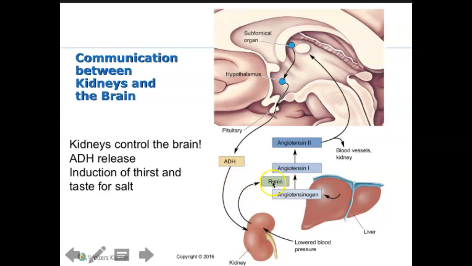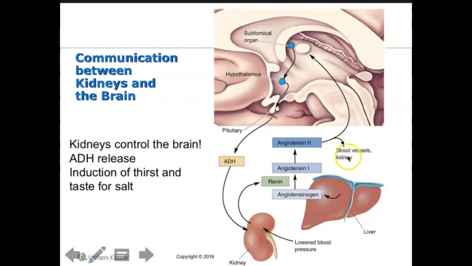release something called renin, and renin is going to work on a protein that's made by the liver that's normally present in the blood. This protein is called angiotensinogen. Angiotensinogen, the gen part means that it's a precursor of a hormone. The renin is going to cleave it into angiotensin 1, and then that's going to be further processed into angiotensin 2.